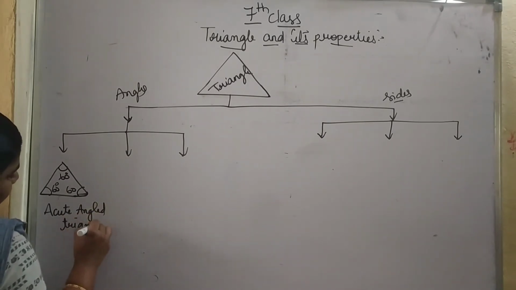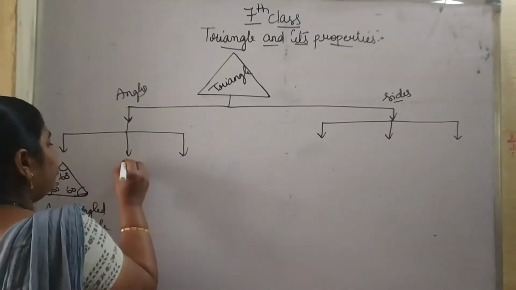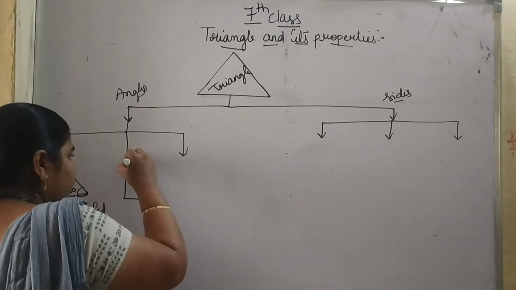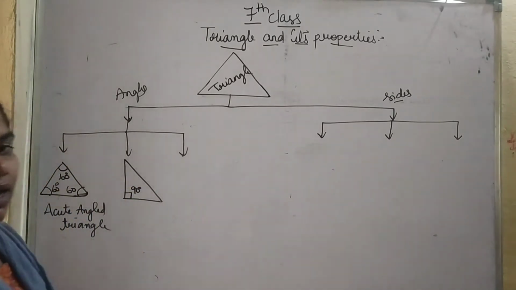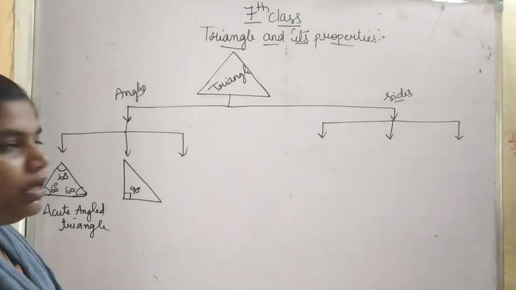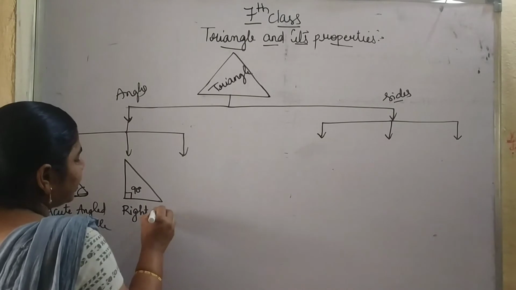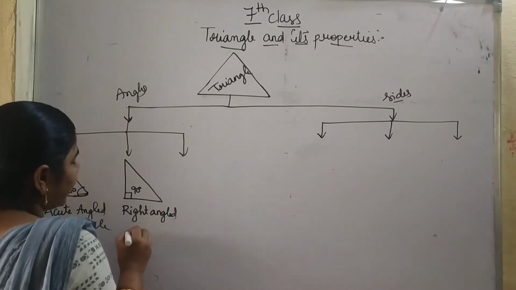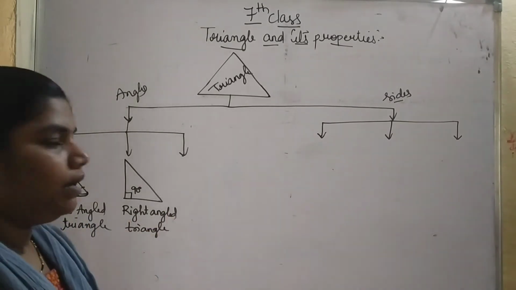So next one is right angle triangle. What do you mean by right angle triangle? One of the angles will always be 90 degrees. Right angle triangle means one of the angles will be equal to a right angle. So that is called a right angled triangle.